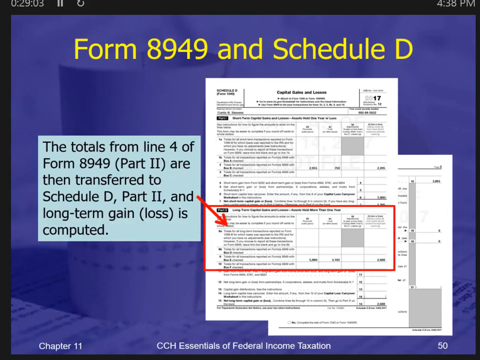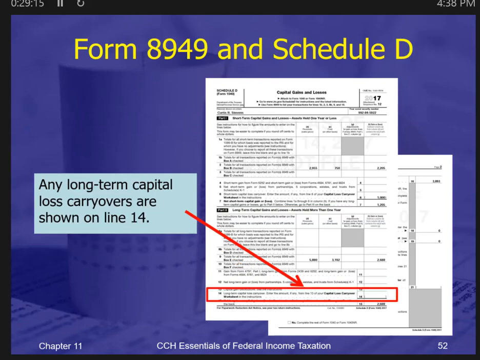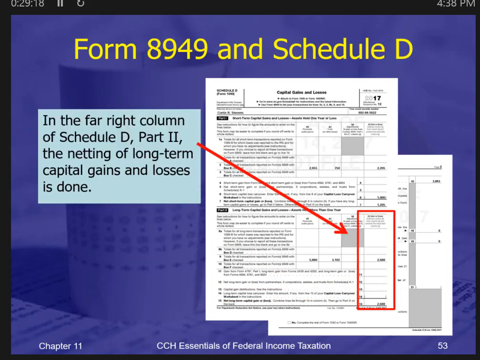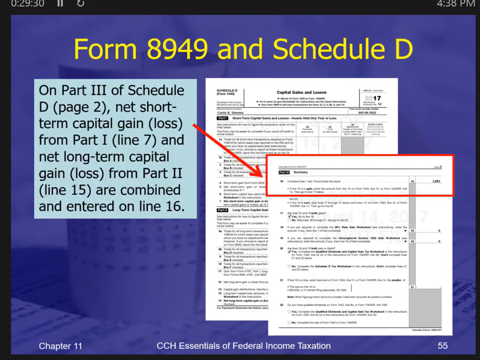And then the long term goes into this bottom part. Capital gain distributions, and the carryovers are shown in line 14. This is where you net the long-term gains against the losses. And this is where you net together long and short term, which goes to the back. Okay, line 16, which is page 2 of the Schedule D.